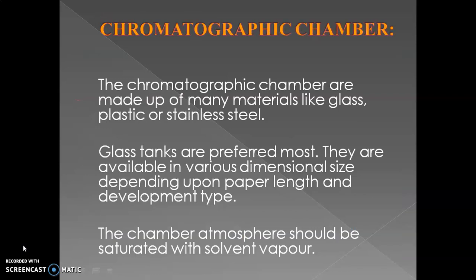Then the chromatographic chamber. The chromatographic chambers are made of many materials like glass, plastic or stainless steel. Glass tanks are preferred most. They are available in various dimensions depending upon paper length and development type. The chamber atmosphere should be saturated with solvent vapor.